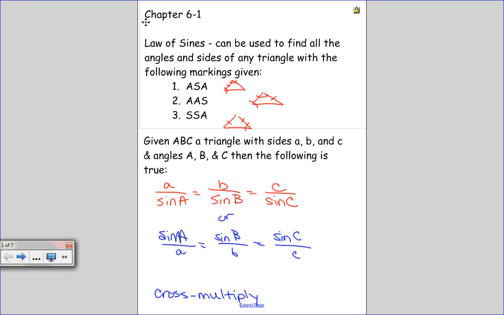Side a over sine of angle A is equal to side b divided by the sine of angle B, which is equal to side c divided by the sine of angle C.